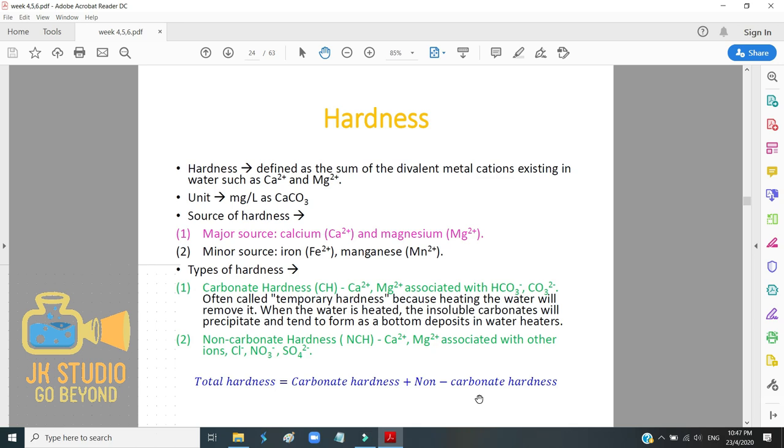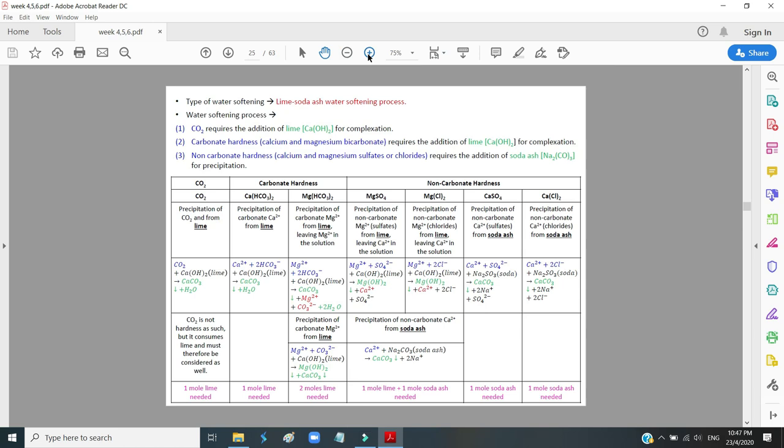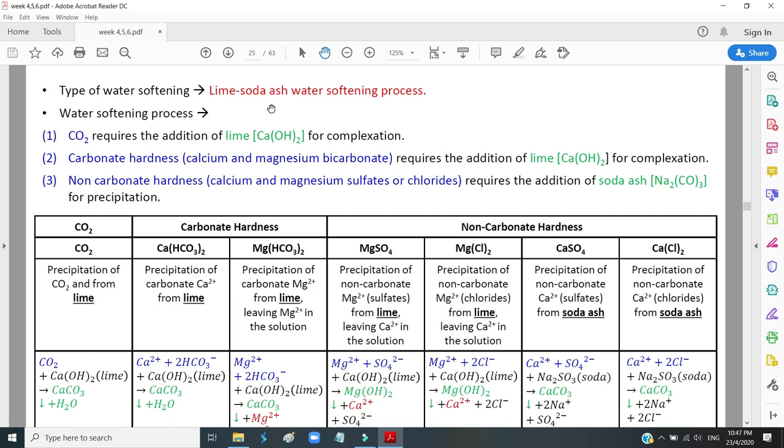So, types of water softening. The first one is the lime soda ash water softening process. It requires the addition of lime, Ca(OH)2, for complexation. It is required to form calcium carbonate.